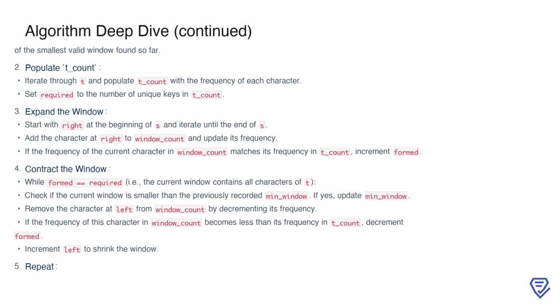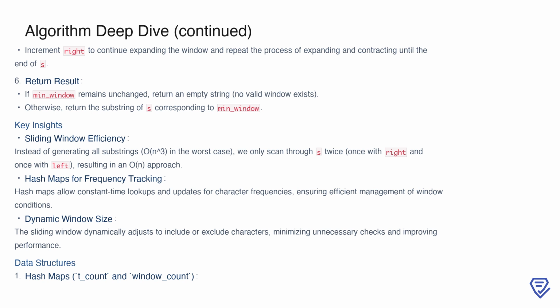The process continues as the right pointer increments, expanding the window and checking for validity. Each time the window satisfies the condition of containing all characters of T, we attempt to contract it by moving the left pointer inward. This dynamic adjustment ensures that we only process each character at most twice, once when expanding and once when contracting.